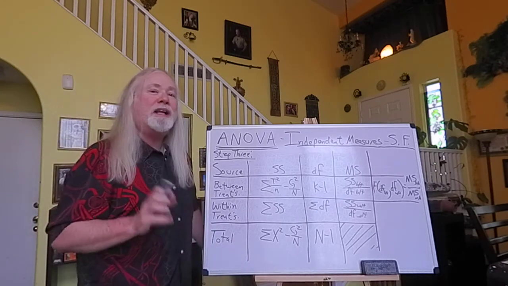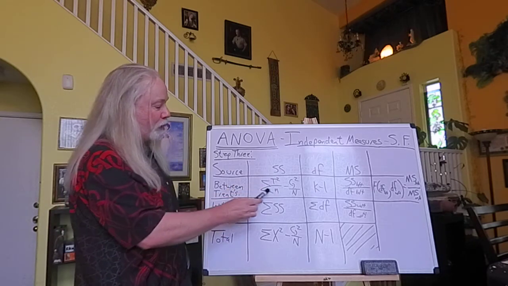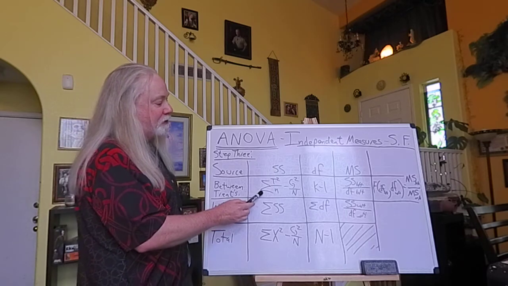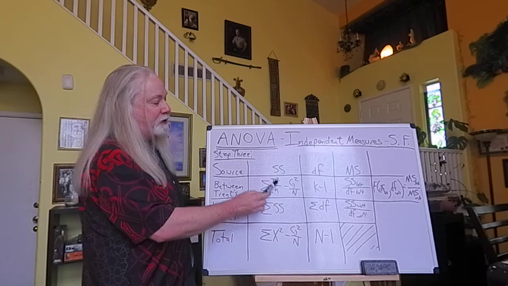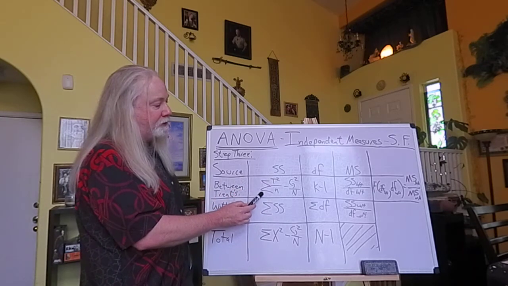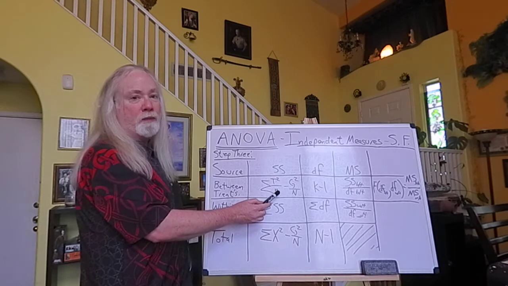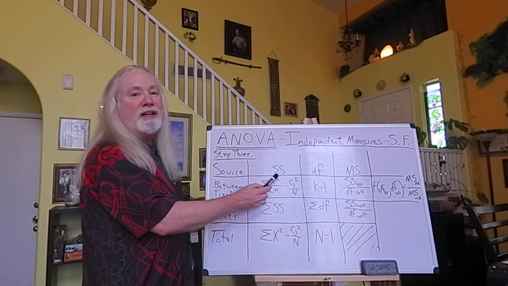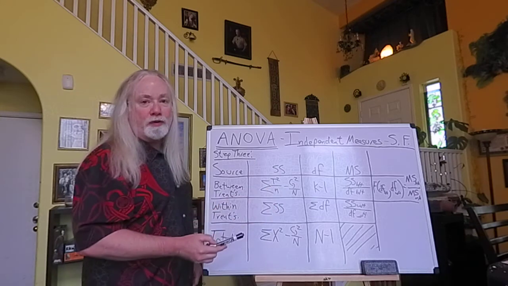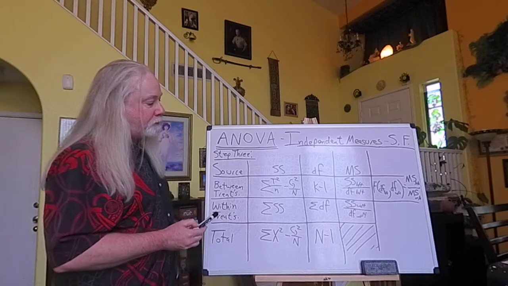But probably the most complicated calculation of all of them is this very first one here, the sums of squares between treatment conditions. So what this says is you're going to sum up these fractions: treatment total 1 squared divided by sample size 1, plus treatment total 2 squared divided by sample size 2, plus treatment total 3 squared divided by sample size 3, minus the grand total squared divided by the total number of scores.